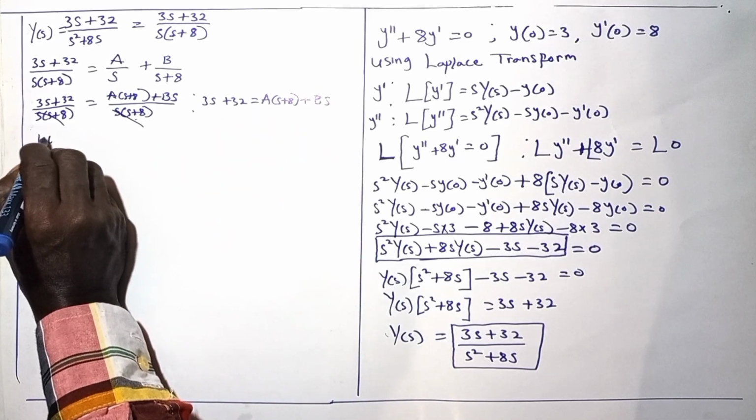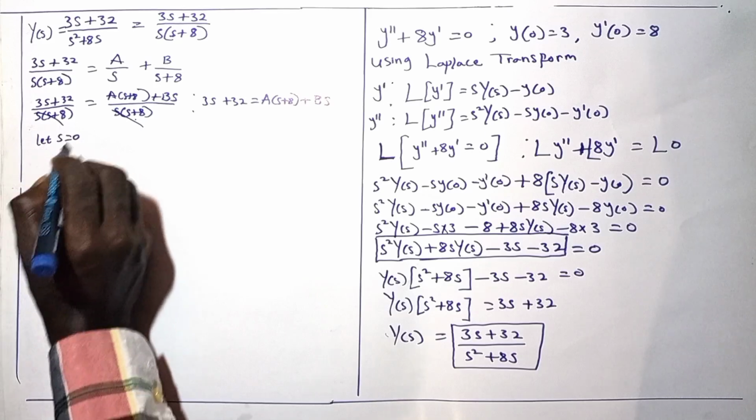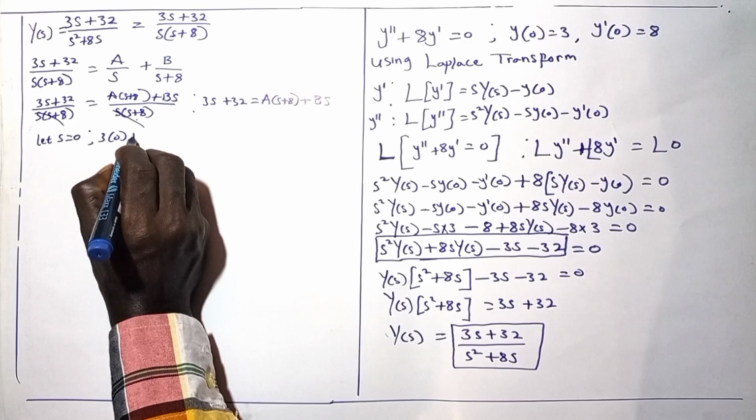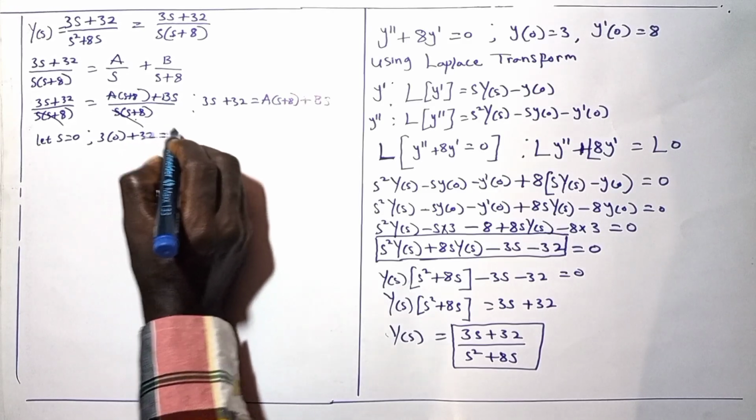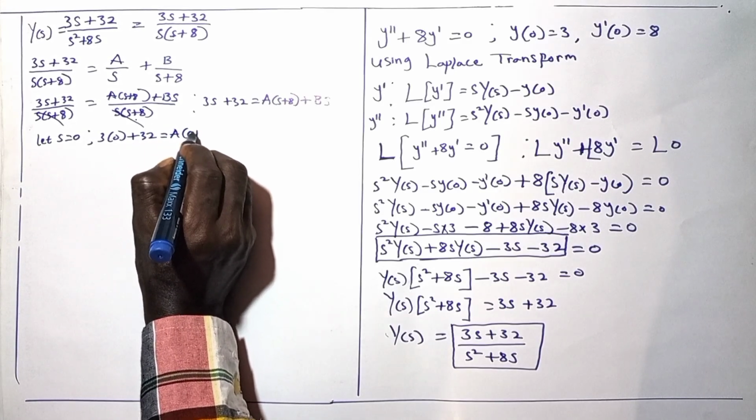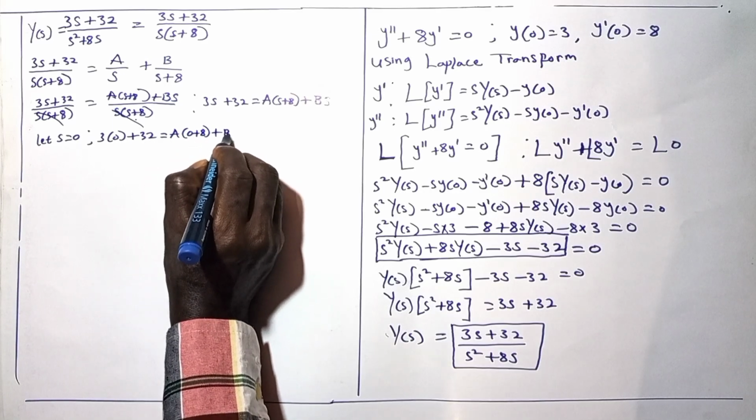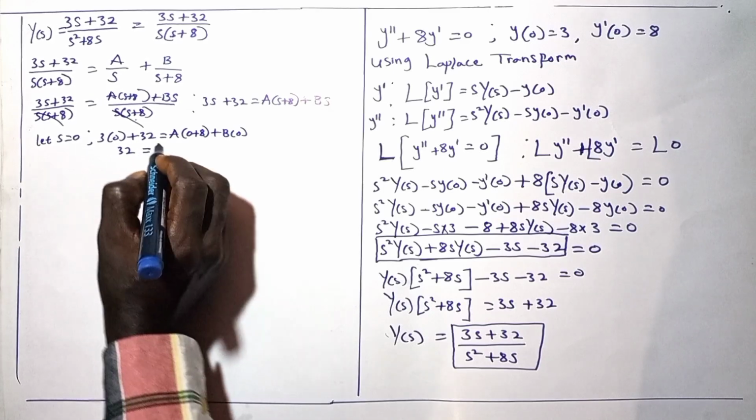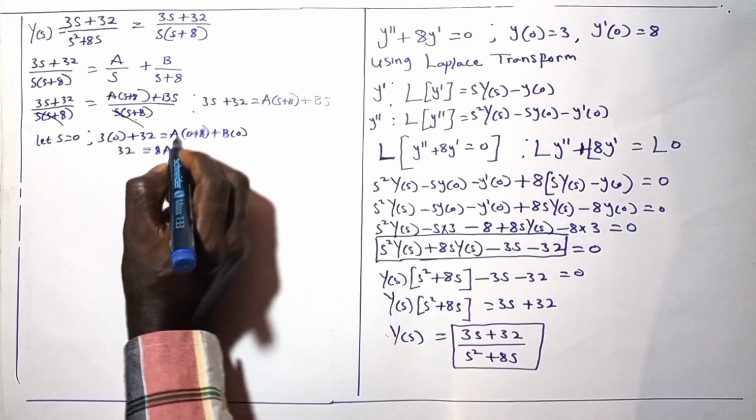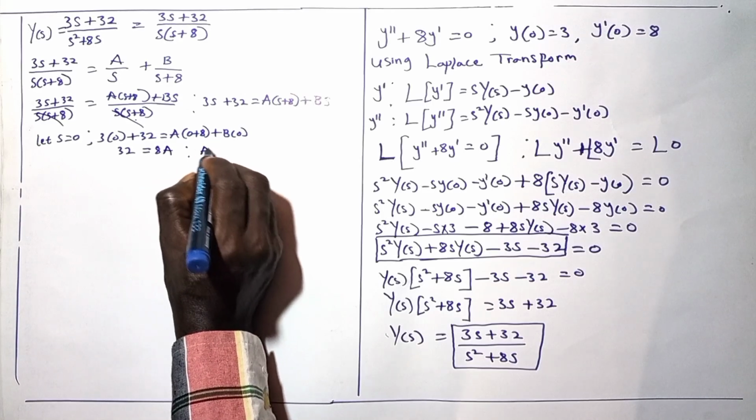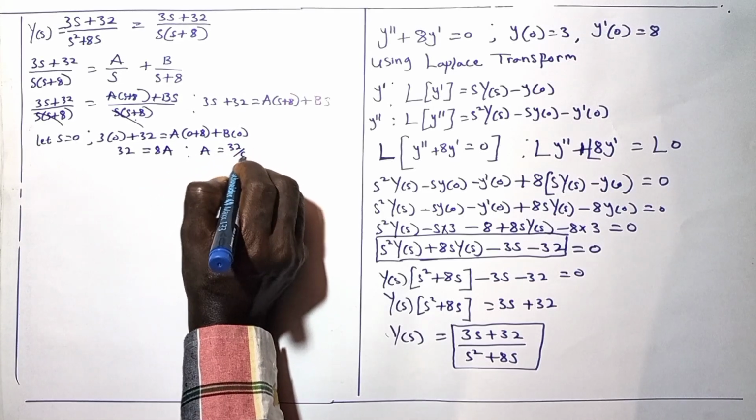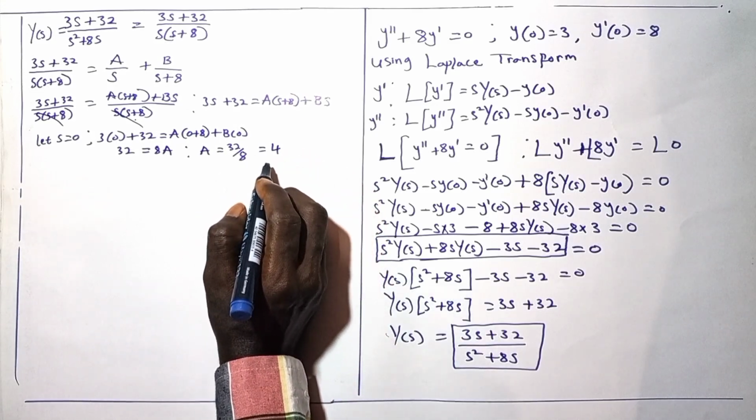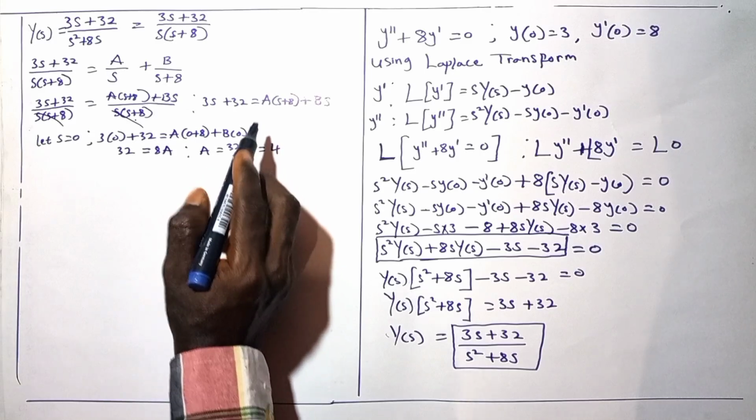Let s equal 0, then 3 times 0. You see s now, we put 0. 32 is equal to a times 0 plus 8 plus b times 0. So we're left with 32 is equal to 8a. Then a is equal to 32 over 8, which is 4. So that's our a.